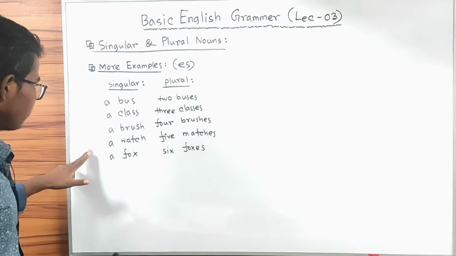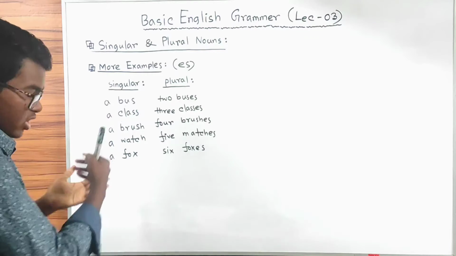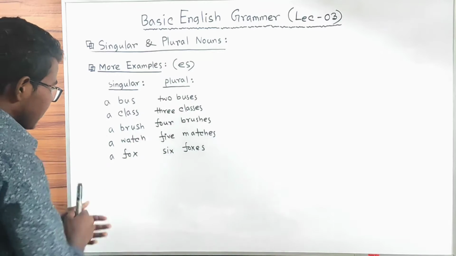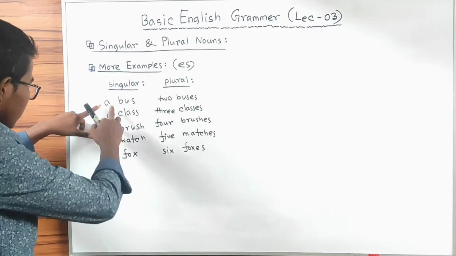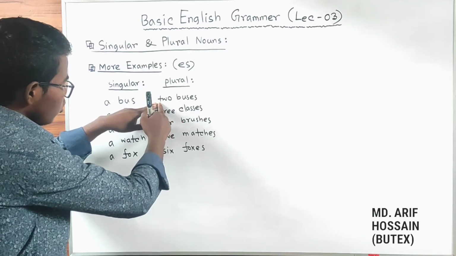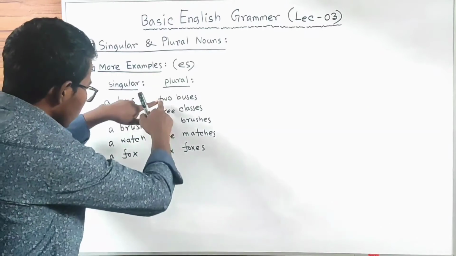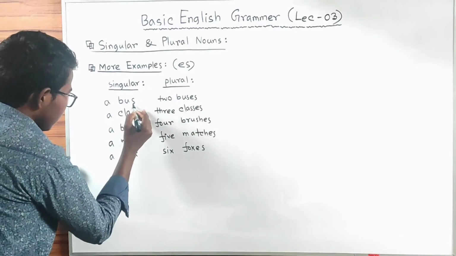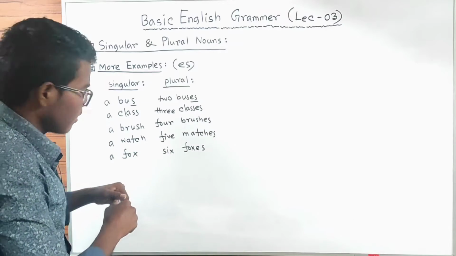Their singular forms are the same. We have to add a or an in front of singular nouns, but to make them plural we have to add es at the end. A bus, that means one bus, but to make it plural, here the plural form is given, two buses. Two means more than one, plural, two buses, es at the end. We have s here and we put es to make it plural.